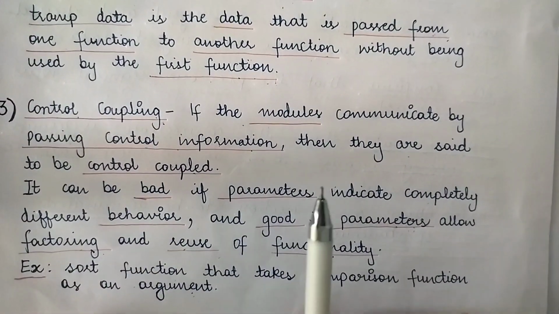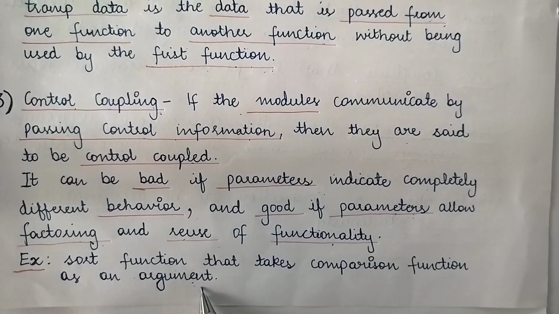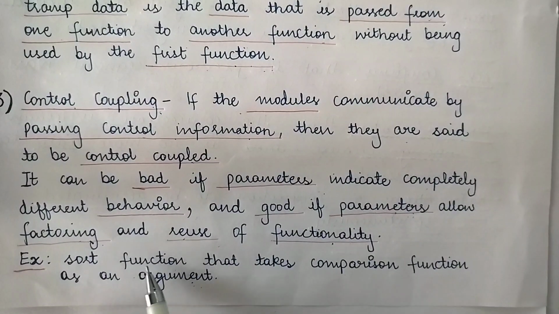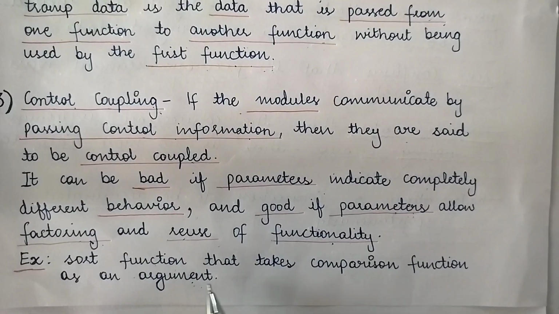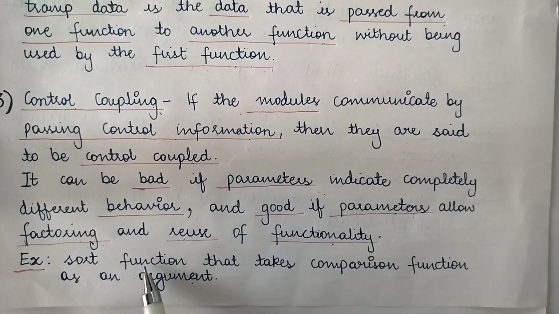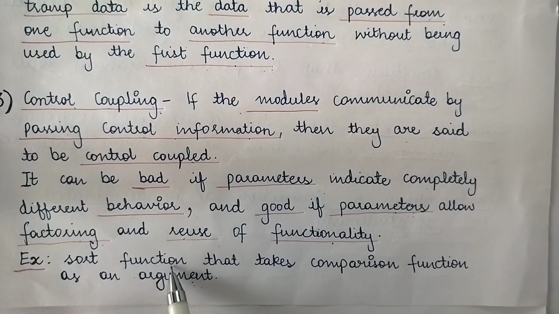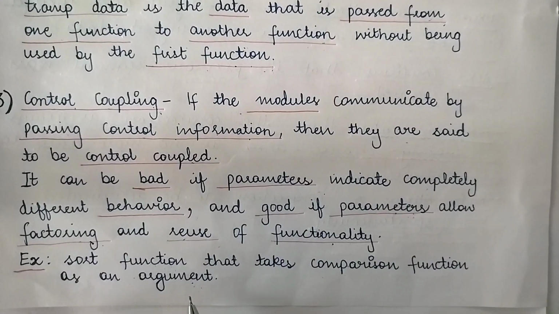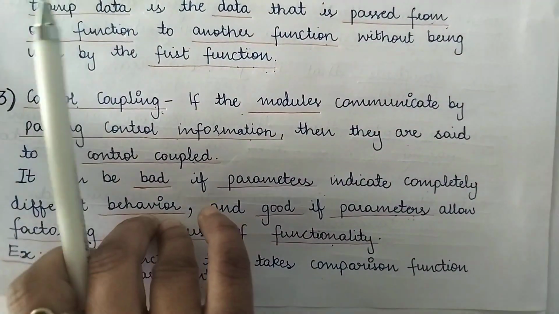An example of control coupling is a sort function that takes a comparison function as an argument. Now you know a sort function will do sorting of data. To do sorting, it will require comparison. So instead of doing the comparison in the sort function itself, you make a separate comparison function, and this sort function, while doing the sorting, takes this comparison function as an argument. So this is the example of control coupling.